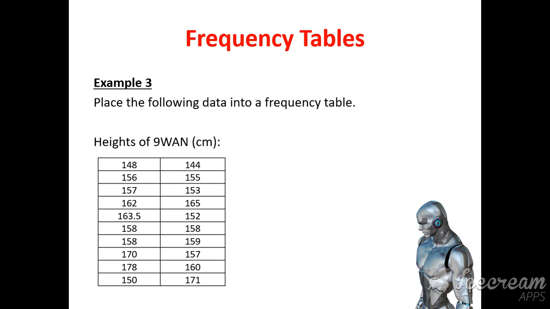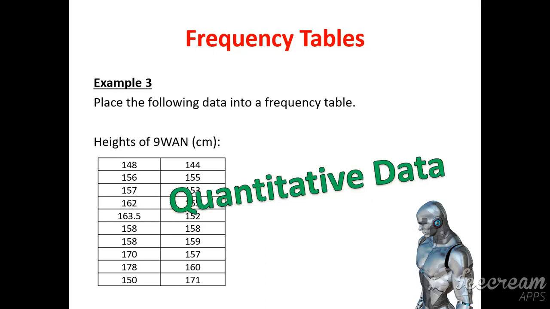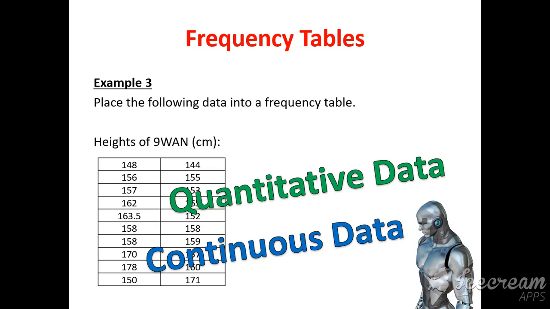All right, place the following data into the frequency table. This is the heights of 9WAN, and it's in centimetres. Now, the tallest man was 272 centimetres, by the way. Okay, now this data is quantitative, but it's continuous because it can take on any range of values. We can get decimal points when we measure.